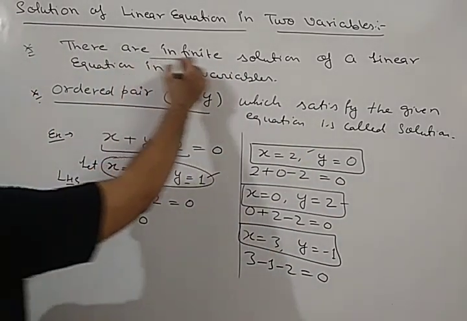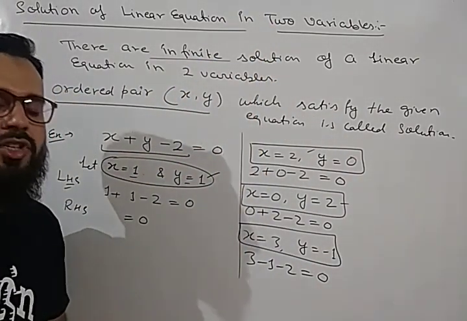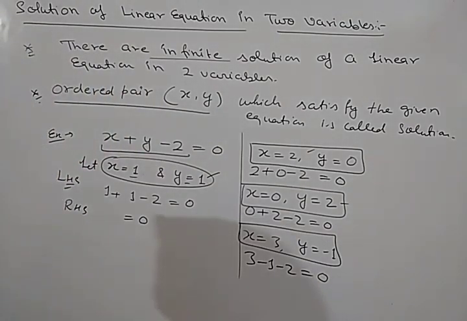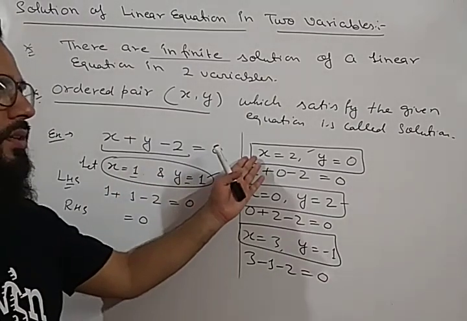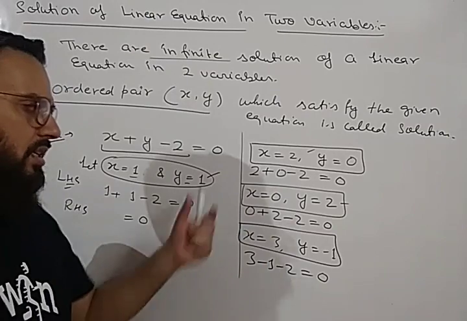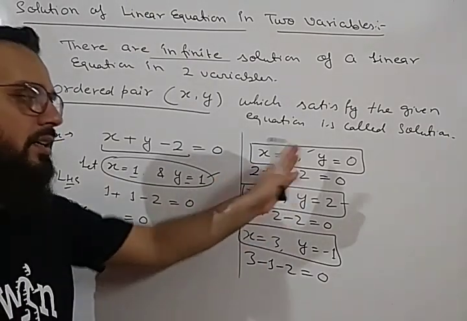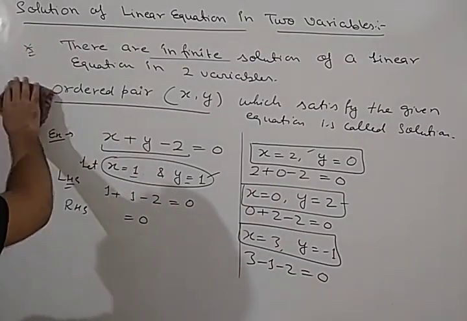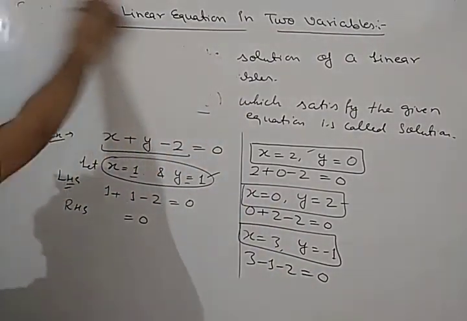There are infinite number of solutions of a linear equation in two variables. Clear? Now, how to find the solution of any linear equation? So here I just took these examples by hit and trial method. I took just the values and put them in and we get the answer. But how will you find the solution from a given equation?